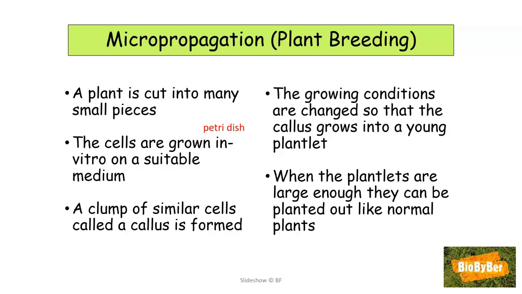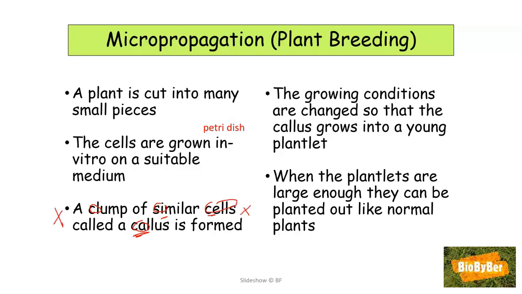After some time, a clump of similar cells called a callus is formed. The sound of this sentence helps me remember. A clump, see, similar, cells, called a callus, is formed. We might have such alliteration, is it, in English class? A clump of similar cells called a callus is formed. So that helps me remember this step.